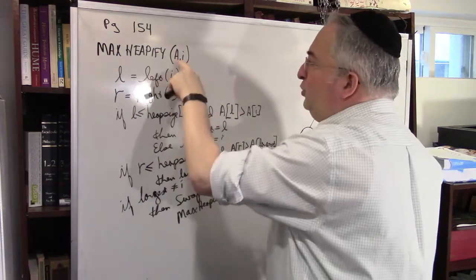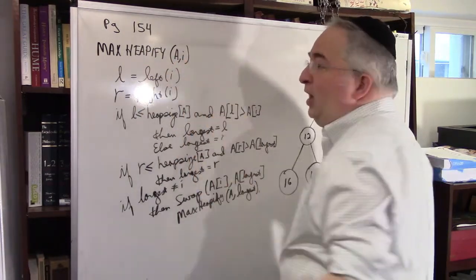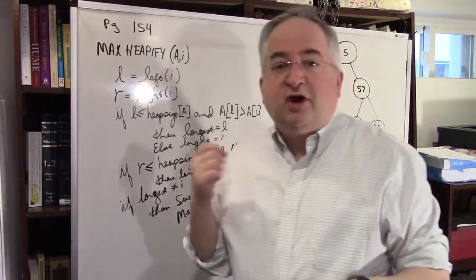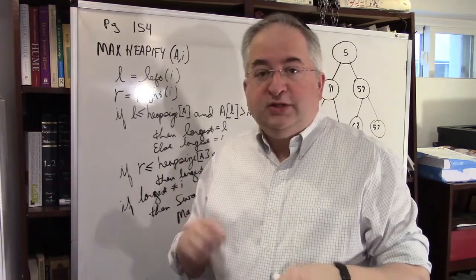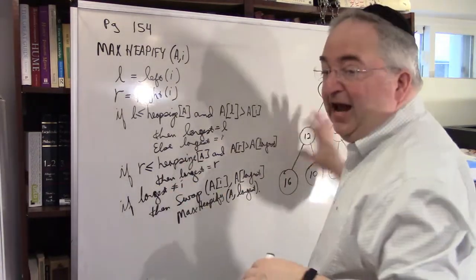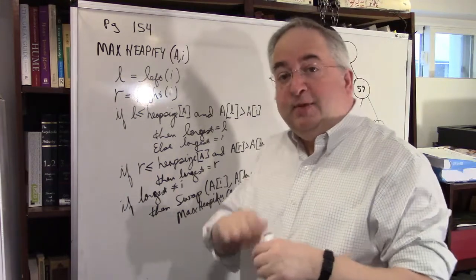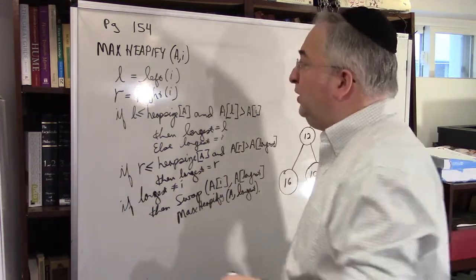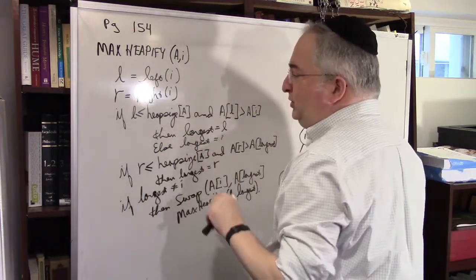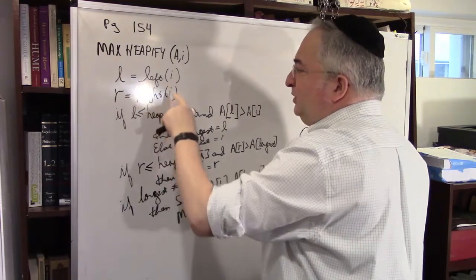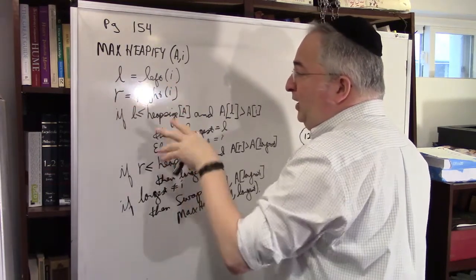Max Heapify. You're given the array, and you're given a point where you have to start fixing the array. In other words, we can have an example. It's not going to be a heap, and you want to fix it. Okay, so let me just read it quickly so you can read my handwriting. L is equal to left of I. R is equal to right of I.